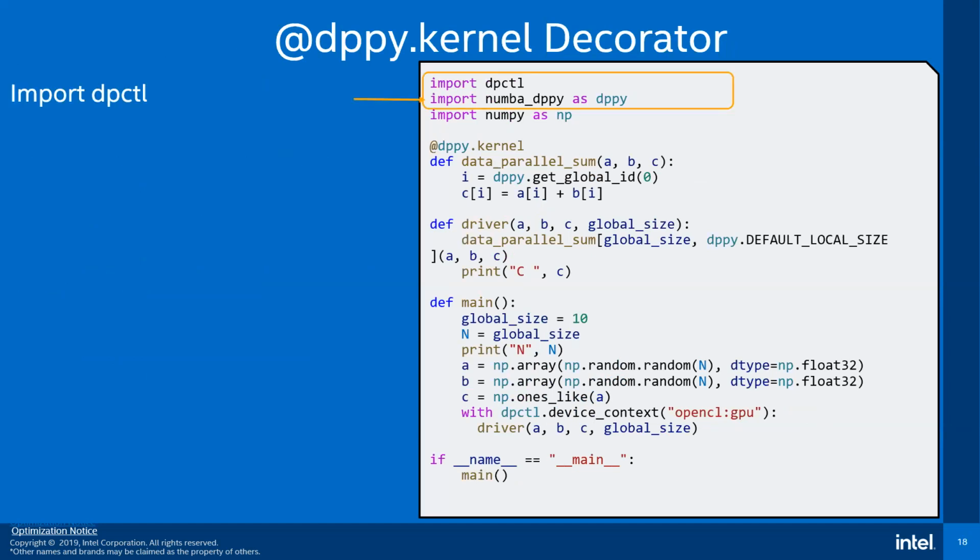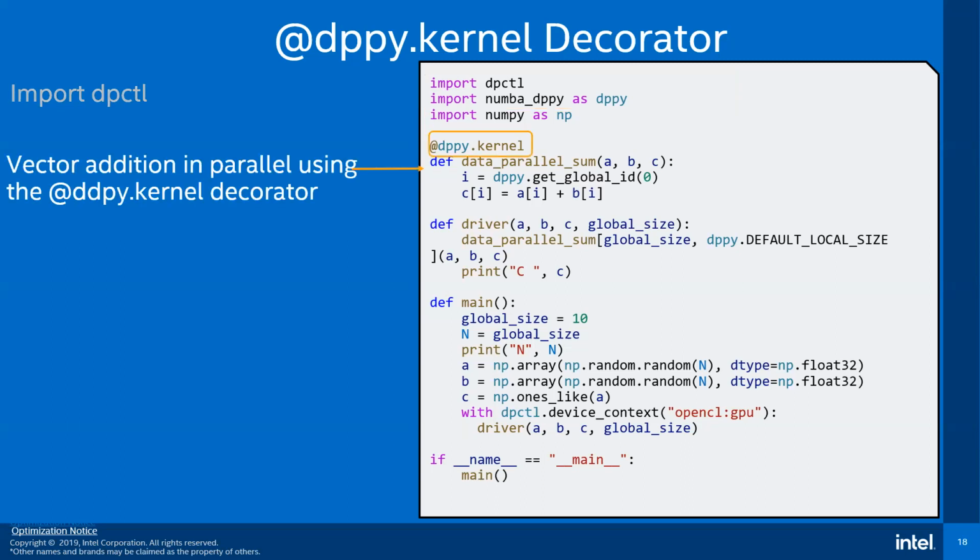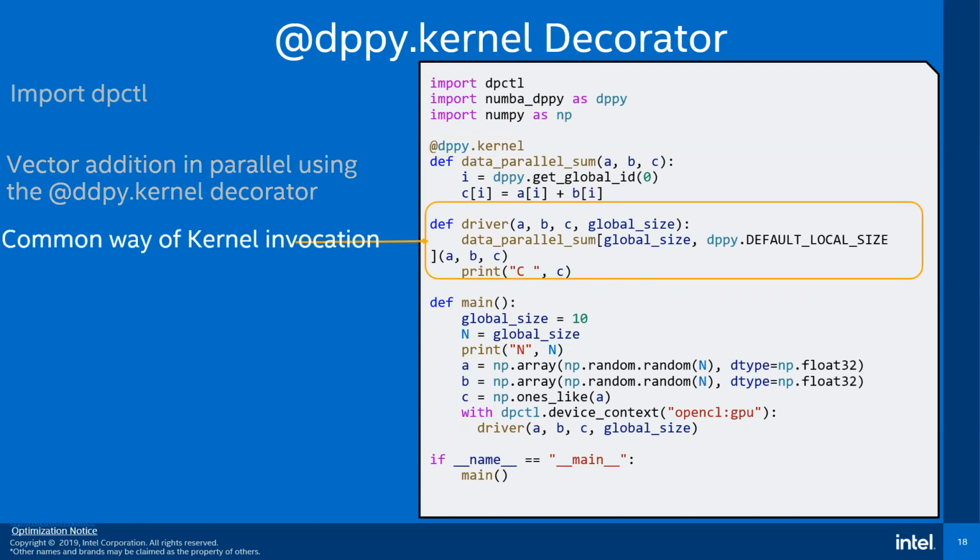So the kernel approach is, as I mentioned, like a SYCL-based GPU programming. We import Dpctl, and we put in the kernel decorator here, right? And this is a pretty common way of kernel invocation. We're creating a function called driver, and we're passing in the global size and the local size of the device. So global size is nothing but the total iteration space. So you've got ABC elements, and you're passing in the global size, which is the total in the range of your data size, right? And this is the default local size.